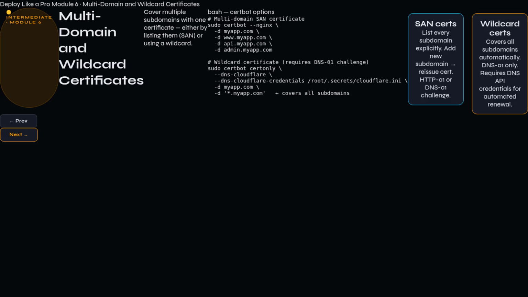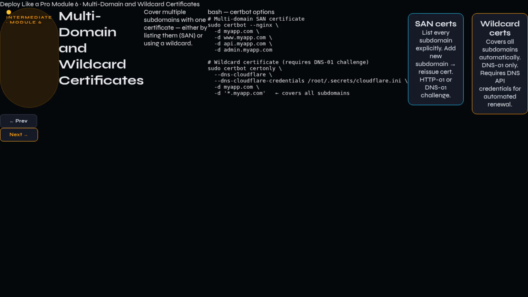For a production application with multiple subdomains, myapp.com, www.myapp.com, api.myapp.com, admin.myapp.com, you need a certificate that covers all of them. Option 1 is separate certificates for each domain, simple but complex to manage. Nginx needs to serve the right certificate for each server_name. Each certificate renews independently. More certificates to monitor.